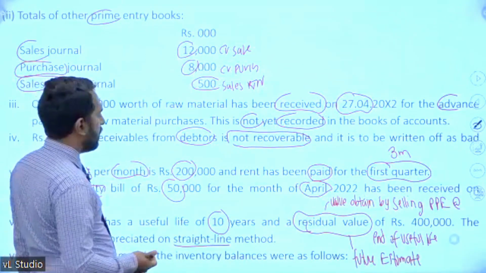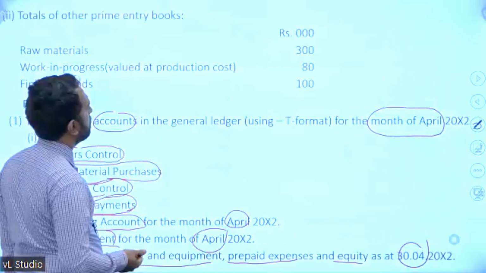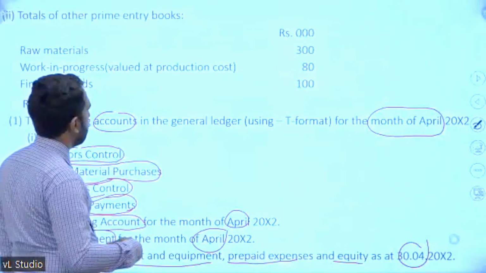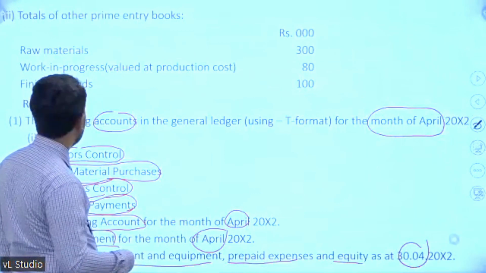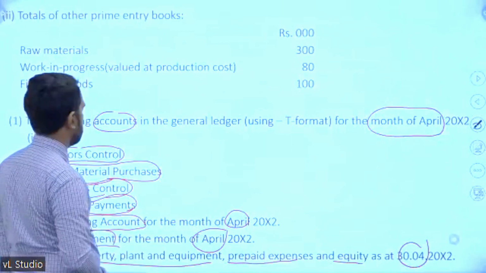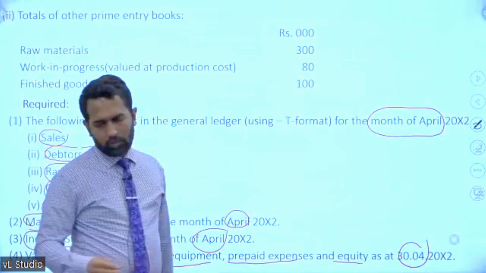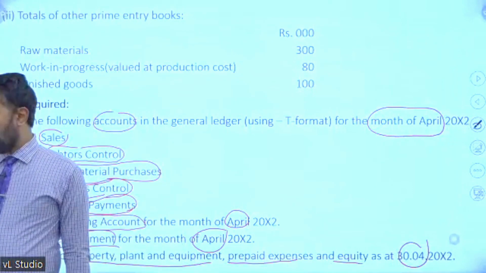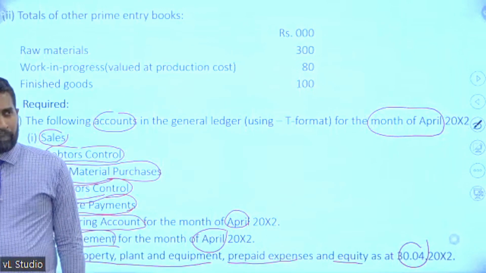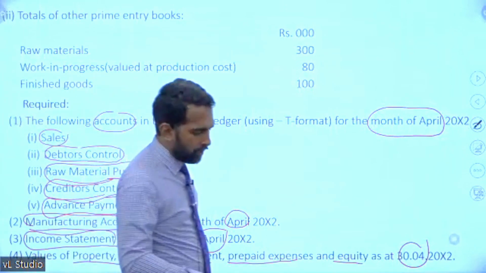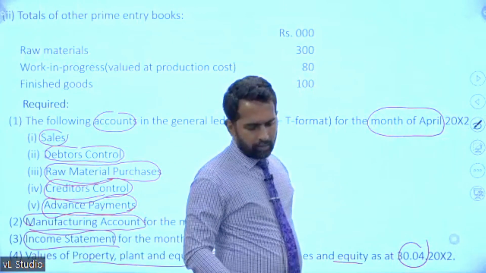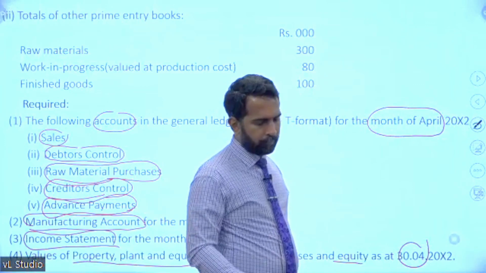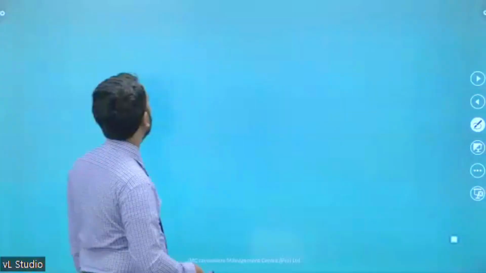At the end of the month, the inventory balances were as follows. Raw materials 300, work in progress 80, finished goods 100. Okay. So this is the question: you are supposed to prepare some T accounts, the manufacturing account and the P&L. Okay. Right. First of all, we'll draft the statements.